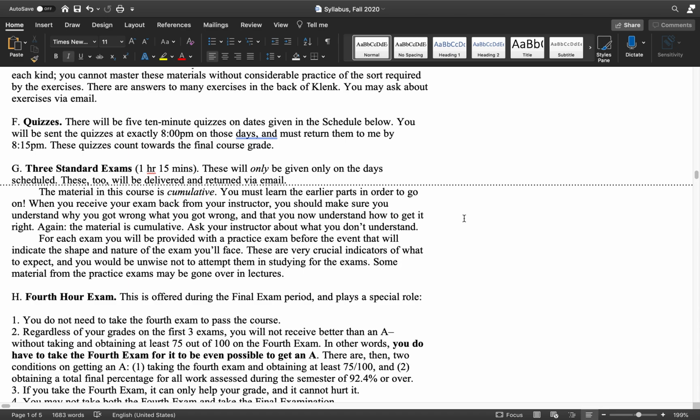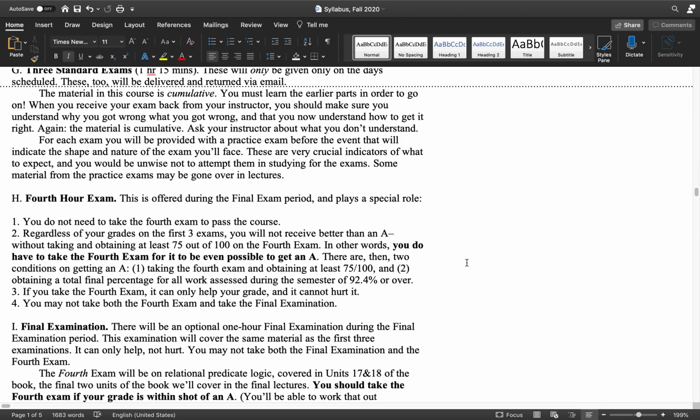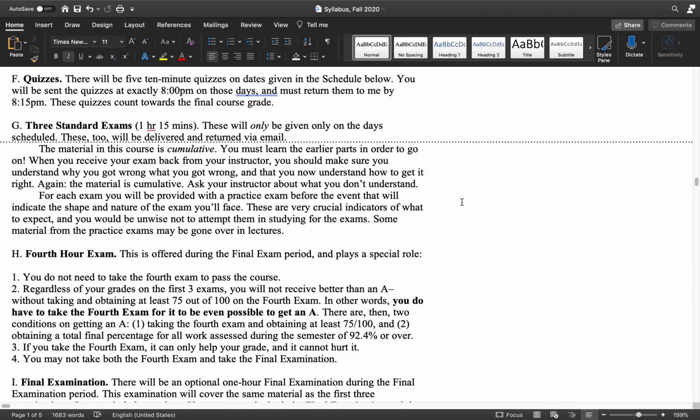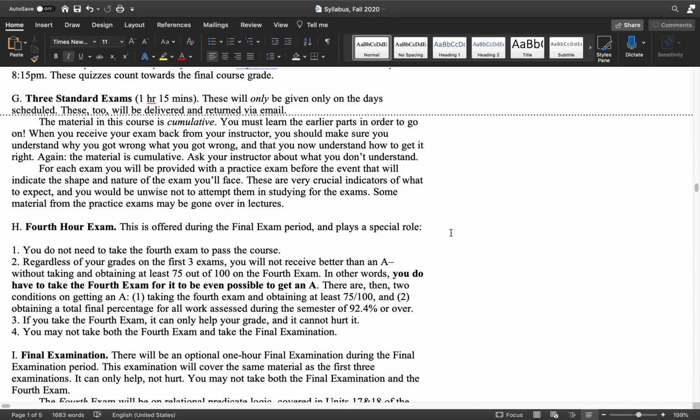The first 2 exams are on sentential logic. Units 1 through 9 of the book are on sentential logic, and units 10 to 16, that's the topic of the third exam, those are on quantificational logic or predicate logic, 2 names of the same thing. You're introduced a little bit into what they are in the first unit.